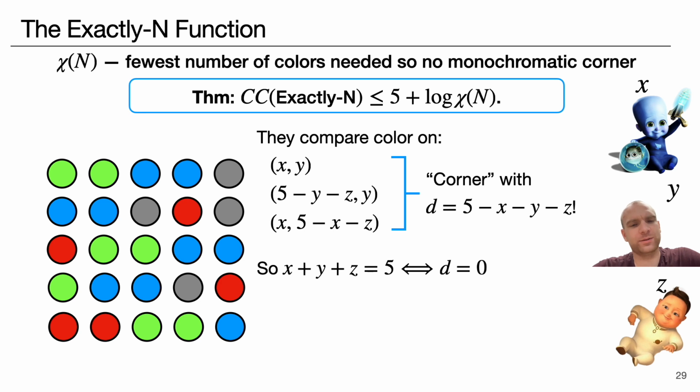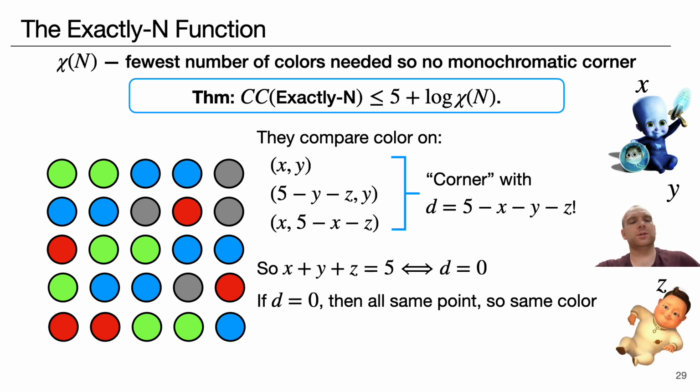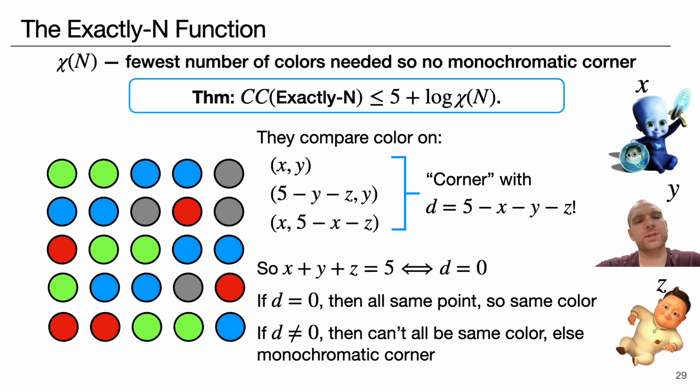Now, if d is equal to 0, this means that all 3 players looked at the exact same point on the grid. So certainly they're all going to agree on the color, and then we accept. If d is not equal to 0, then in fact these points cannot all be the same color, because otherwise we would form a monochromatic corner. In that case we can reject. Okay. So that's the upper bound sketch. It's very nice. Let me now return back to our work and briefly sketch the proof of our main theorem.